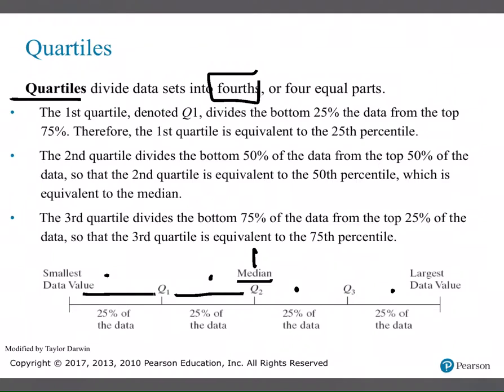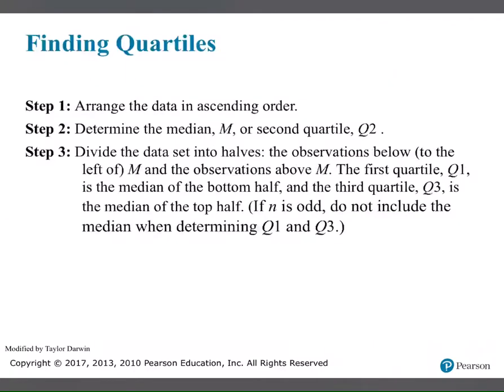Q2 to Q3, quartile 2 to quartile 3, is 25% of the data. And then Q3 to the max value is 25%. Another way to say it: the smallest value is the min and the largest value is the max. So you can pretty easily see that Q3 represents the 75th percentile, because 75% of the data is behind it and 25% is above it. However you want to think of that, that is a visual of what it looks like.